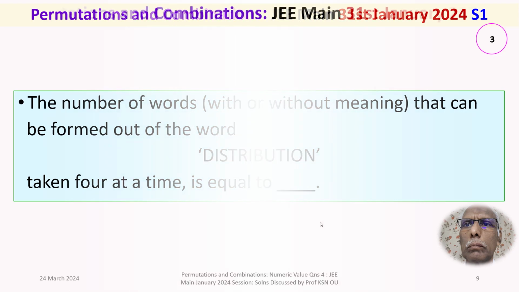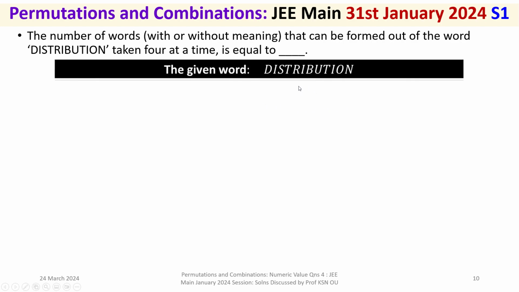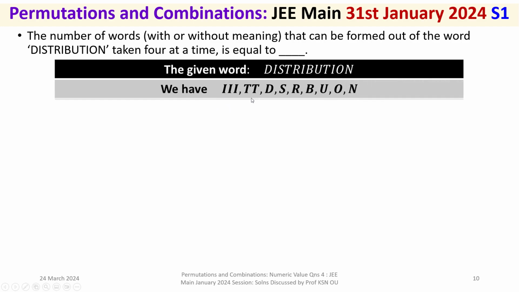Let's now discuss the solution of the problem in detail. That's our given question. So again, we go for a table. The given word is DISTRIBUTION. How many letters are there? 1, 2, 3, 4, 5, 6, 7, 8, 9, 10, 11, 12. 12 letters are there. But in this, I is repeated 3 times and T is repeated 2 times. The remaining are all occurring only once. So we have 3 I's, 2 T's, and D, S, R, B, U, O, N occurring only once.